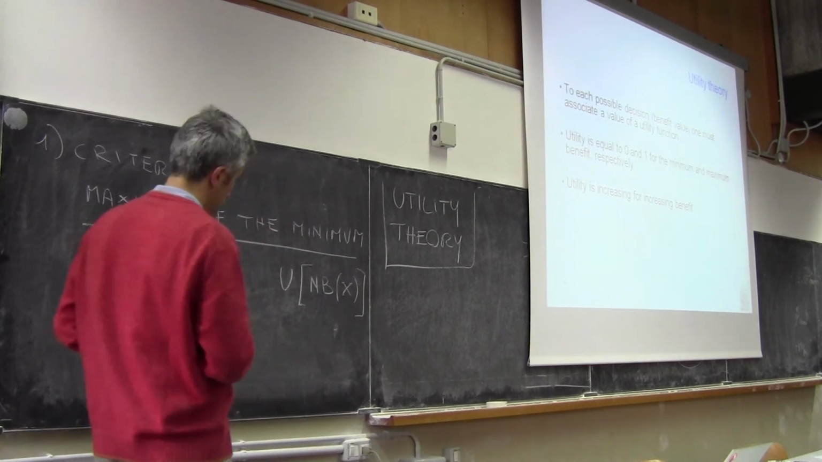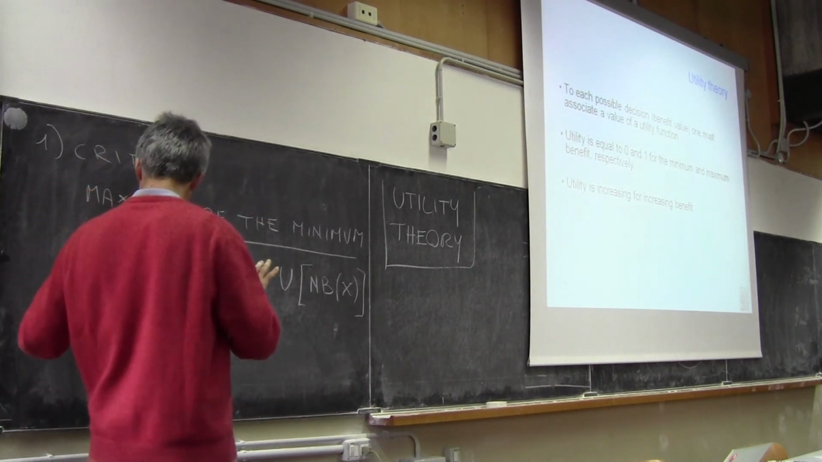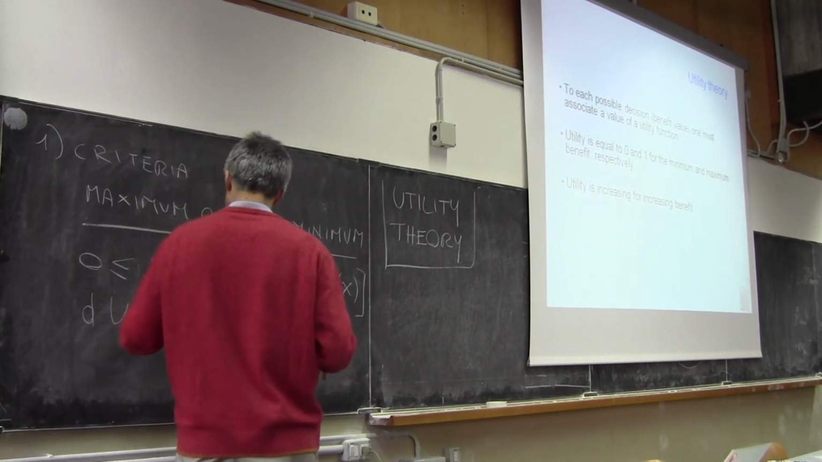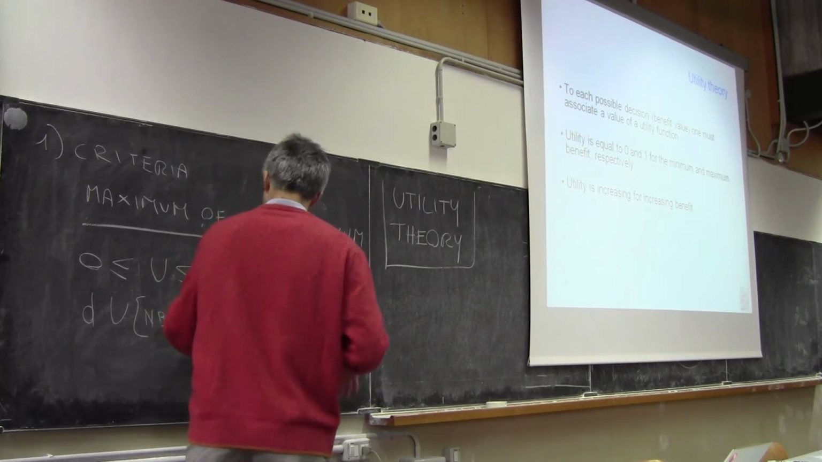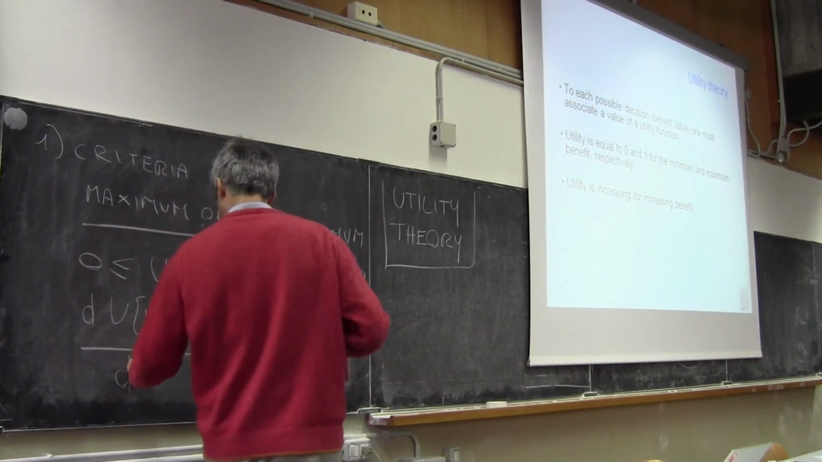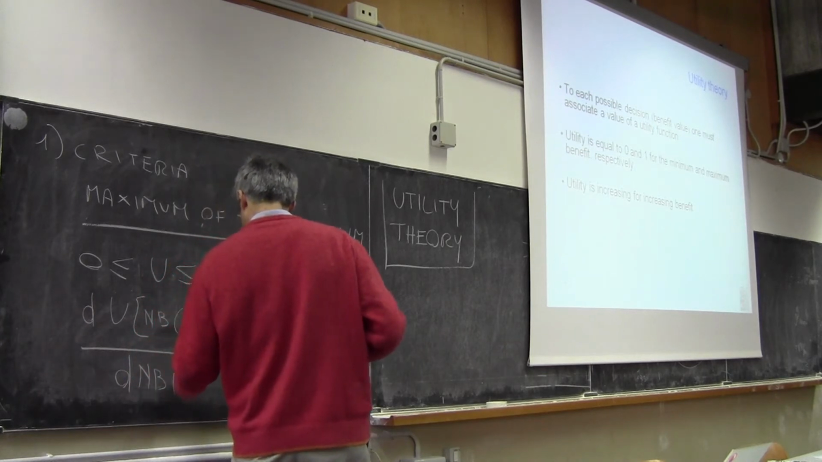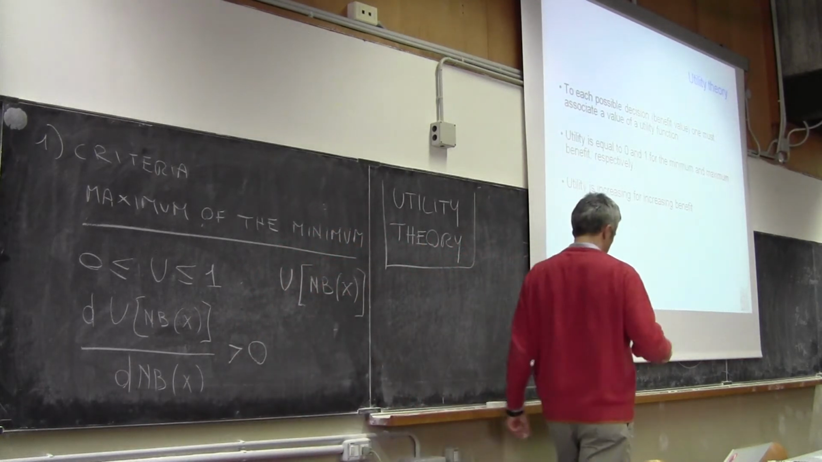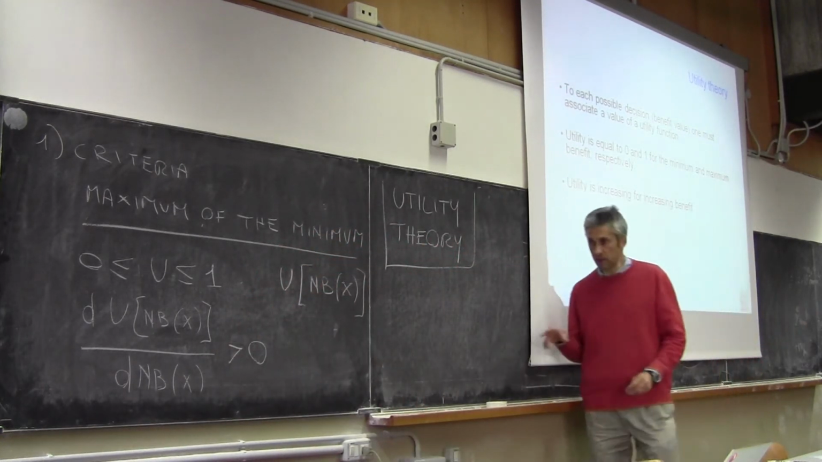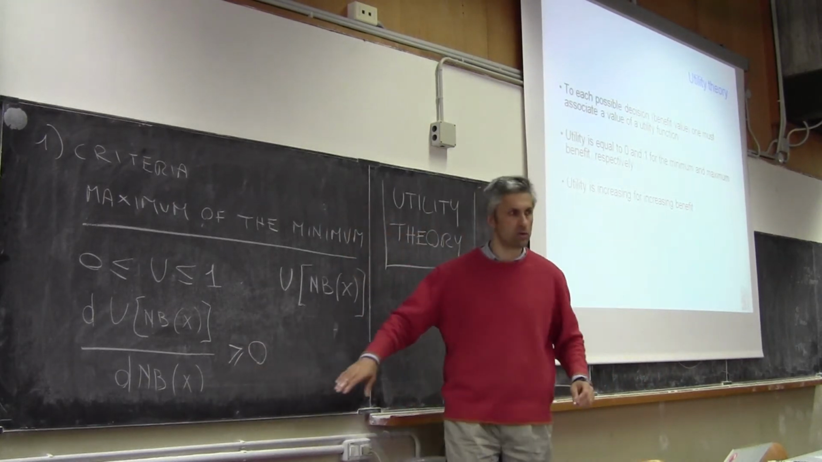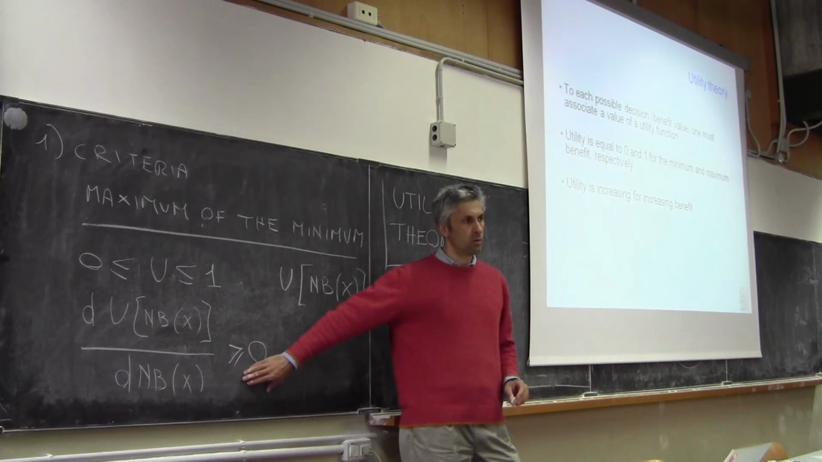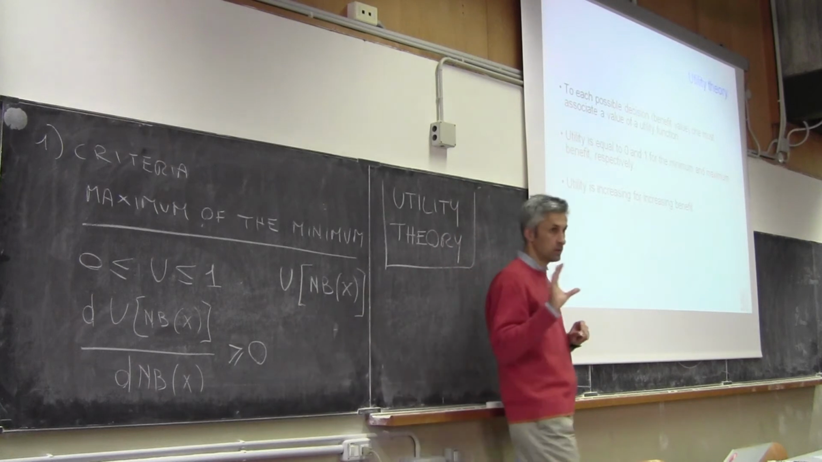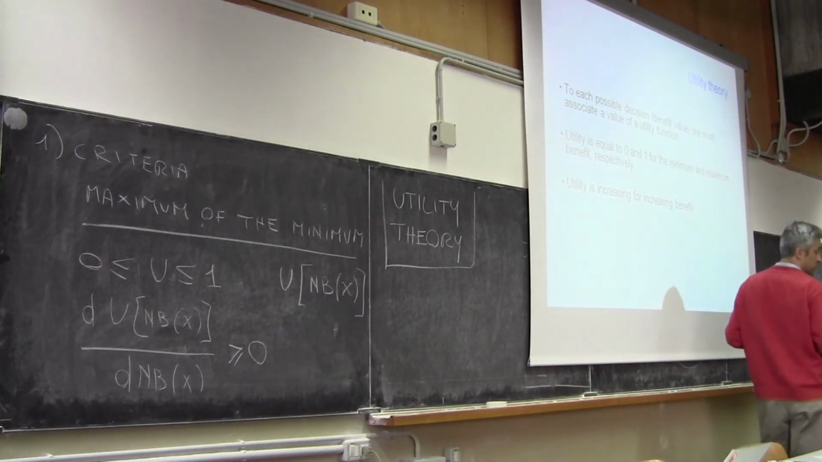Okay? And therefore, let's say that another axiom is that the derivative of the utility, which depends on the benefit, the derivative with respect to the benefit itself is positive, which means that the utility is, or let's say is, we can allow the equal sign here, which means that the utility is a non-decreasing function of the benefit. This is another axiom.